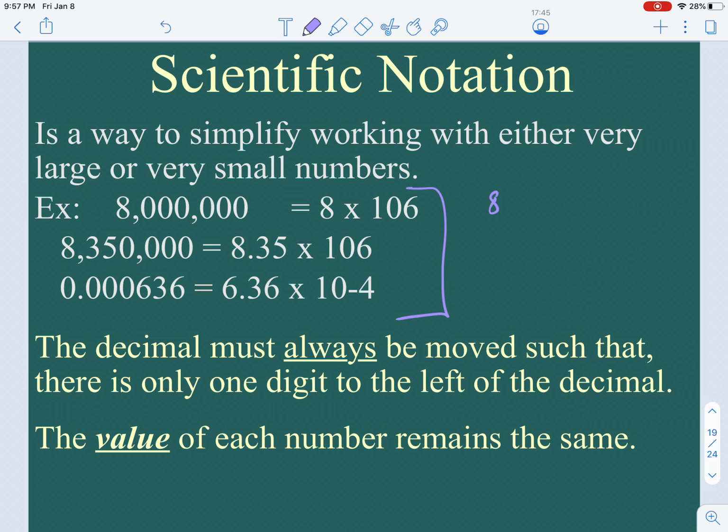Now, this really should say 8 times 10 to the 6th as a superscript. When the file was uploaded onto the iPad, that font didn't transfer over properly. So I want you to understand that these are in scientific notation. This is not a multiplication problem. This is going to read 8 times 10 to the 6th.